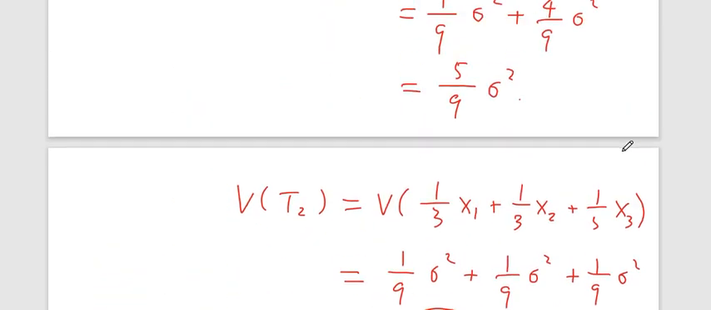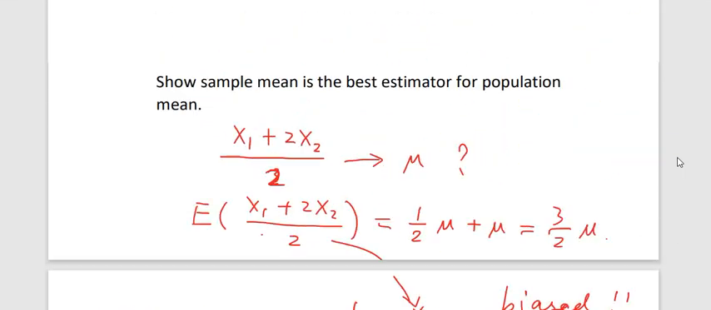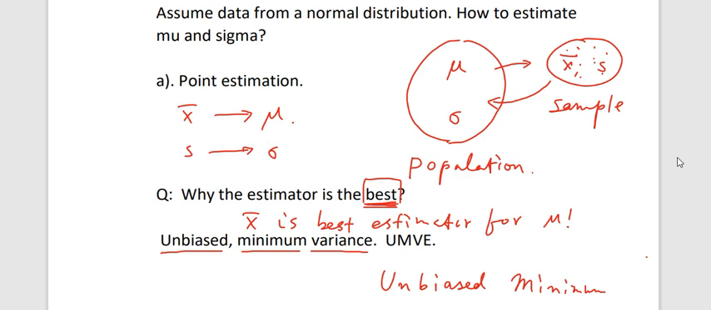So this T2 is actually x bar, right? So x bar is the best estimate. We can also prove this is the best estimate for sigma, but that needs lots of mathematics. So for now we just focus on x bar. We say x bar is the best estimate for mu. Best means unbiased and with the smallest variance. Okay, so those are best.